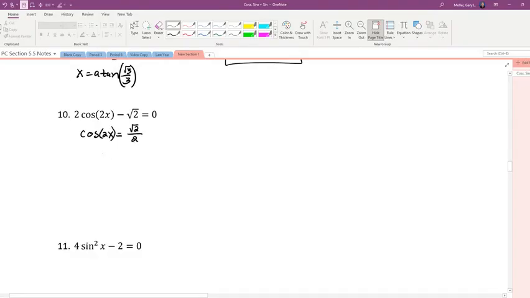I'm going to now take the arc cosine because I want to get rid of cosine. So I get 2x equals the arc cosine of root 2 over 2. I'm going to pause here. I'm not going to divide by 2. I'm going to figure out what the right side equals at this point.